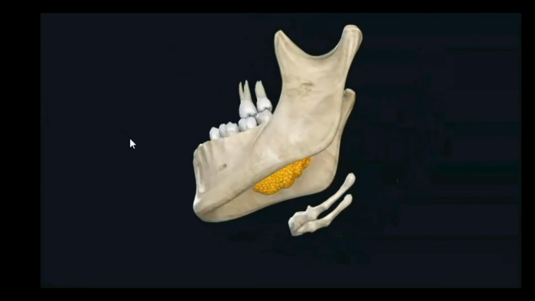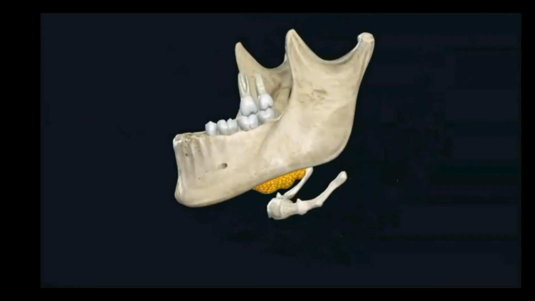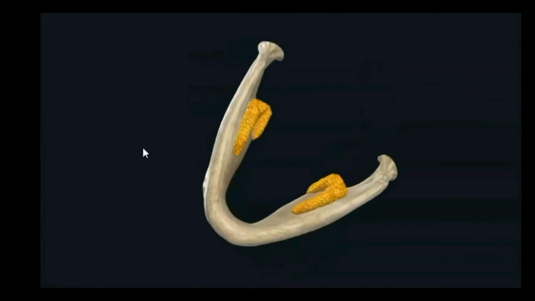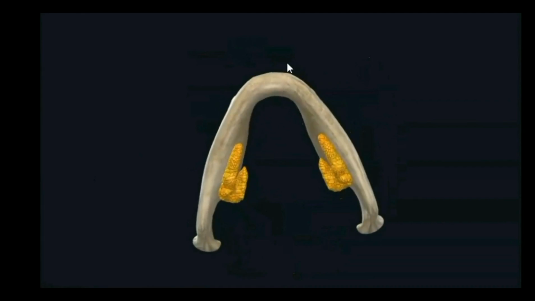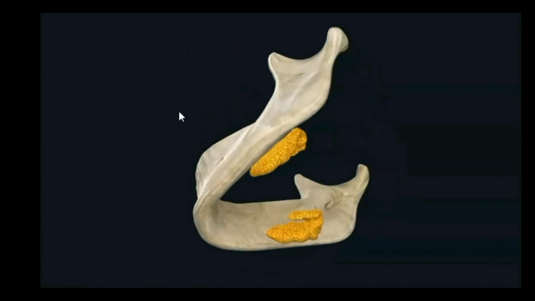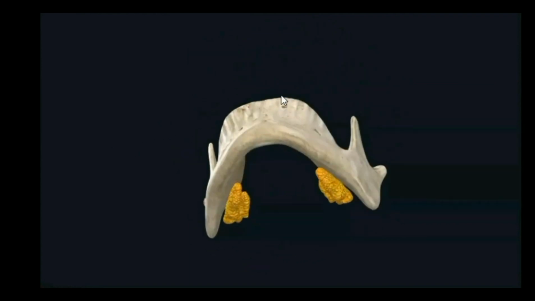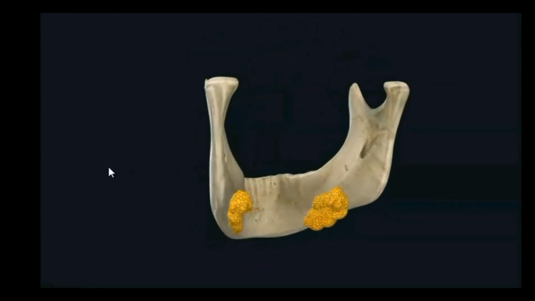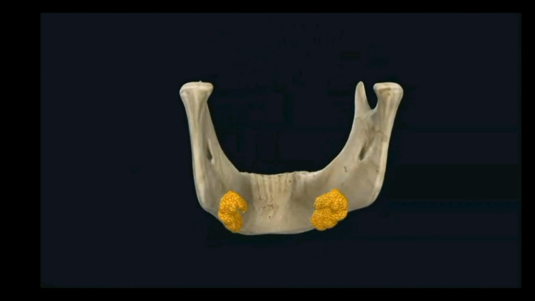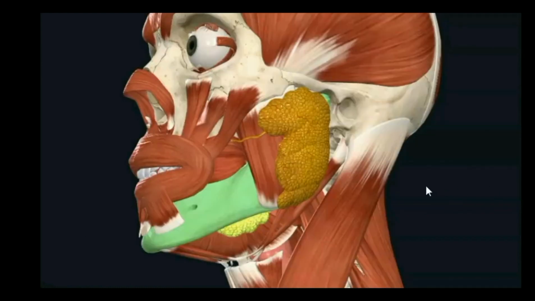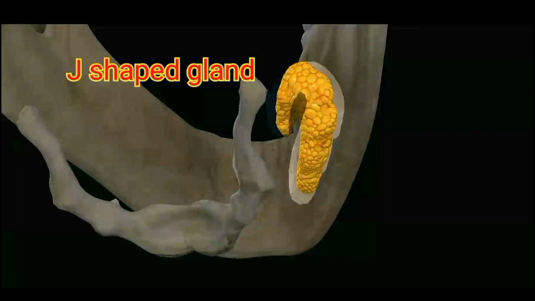It is walnut shaped in appearance, but we can say it is J shaped. You can see the pair of submandibular glands on either side of the medial surface of the body of the mandible in the submandibular fossa, below the mylohyoid line, and you can see it is a J shaped gland. You are seeing the right submandibular gland here.